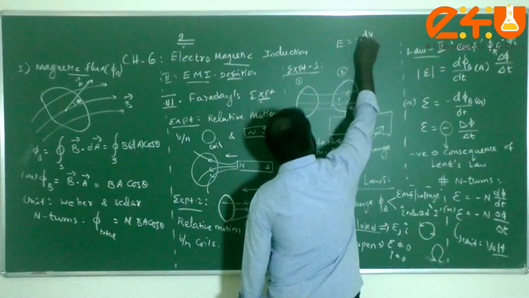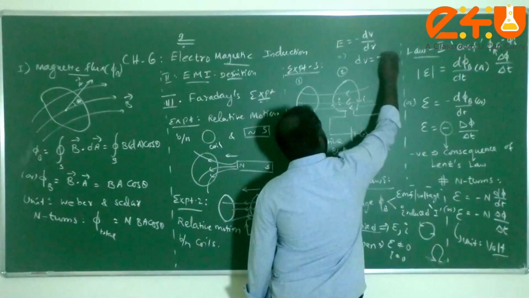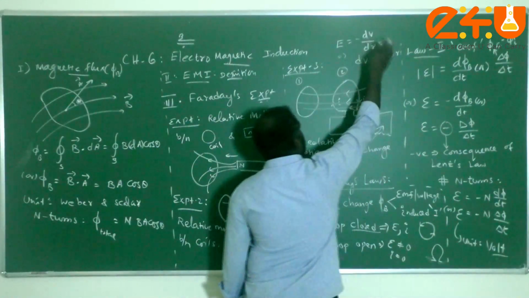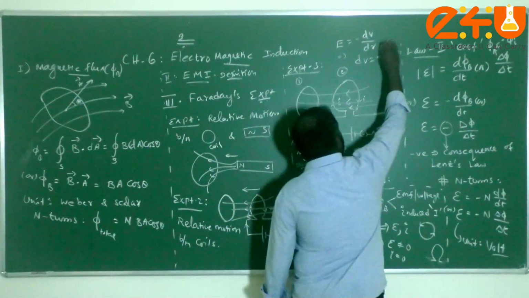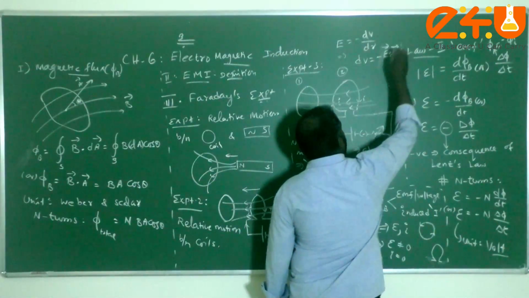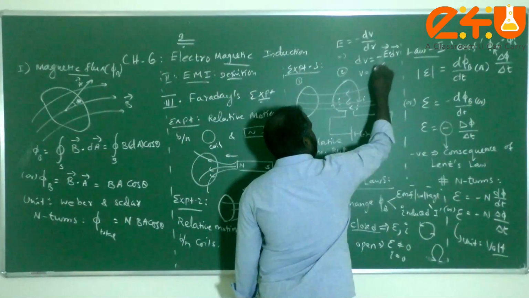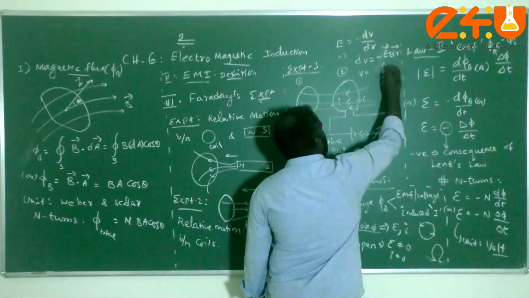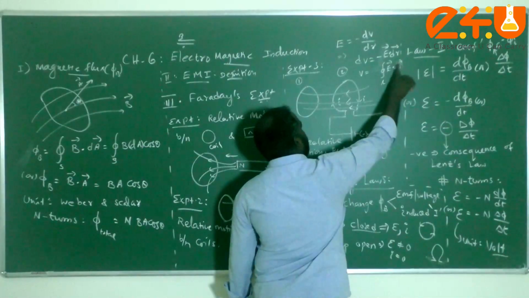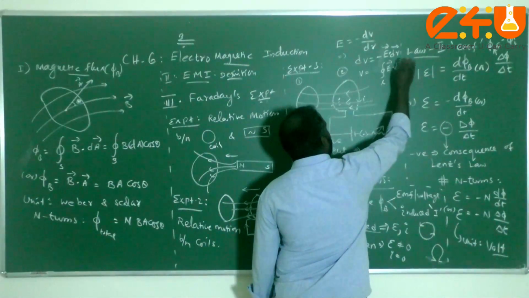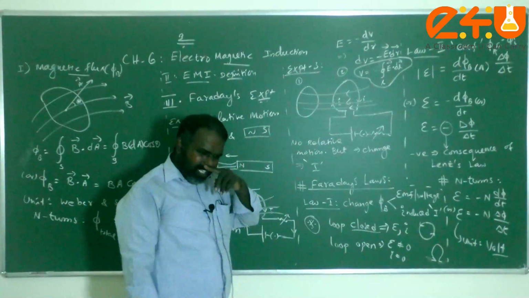So from this I can write dV is equal to minus E dr, or in vector form we can write E dot dr. In vector form you can write what, children? E vector dot dr vector. Or I can say that V is equal to minus the line integral of E vector dot dr vector, or in one dimension that would be dl vector. So this is the expression for voltage in terms of electric field.